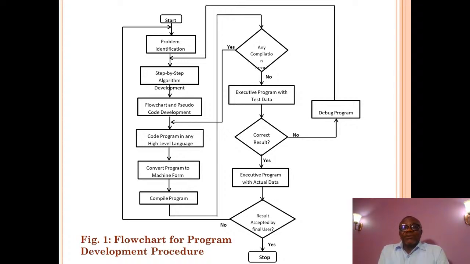Now, assuming you compile and there is no compilation error, when you ask, it will say no. Then, if there is no compilation error, what do you do? You execute the program with your test data. After that, you take a decision again. Did it give you the correct result?